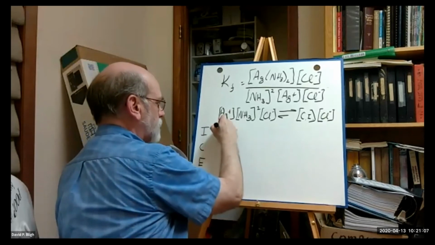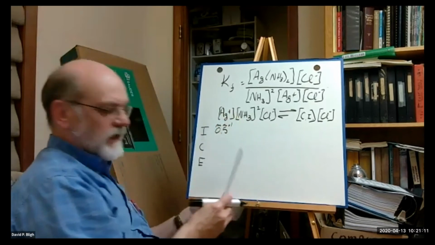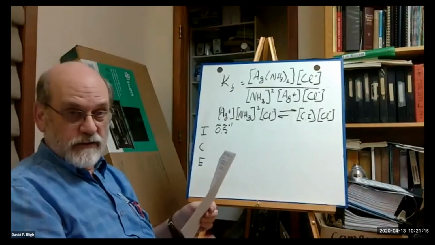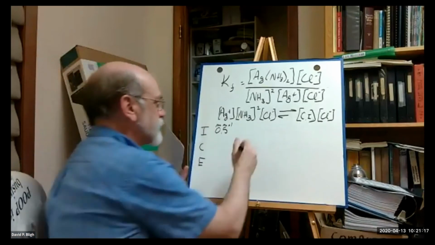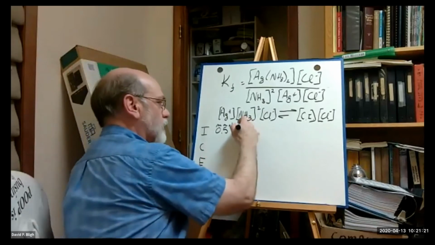Millimoles. Okay. Ammonia, we added 5 milliliters of 1 molar. So this one is 5.0 millimoles.